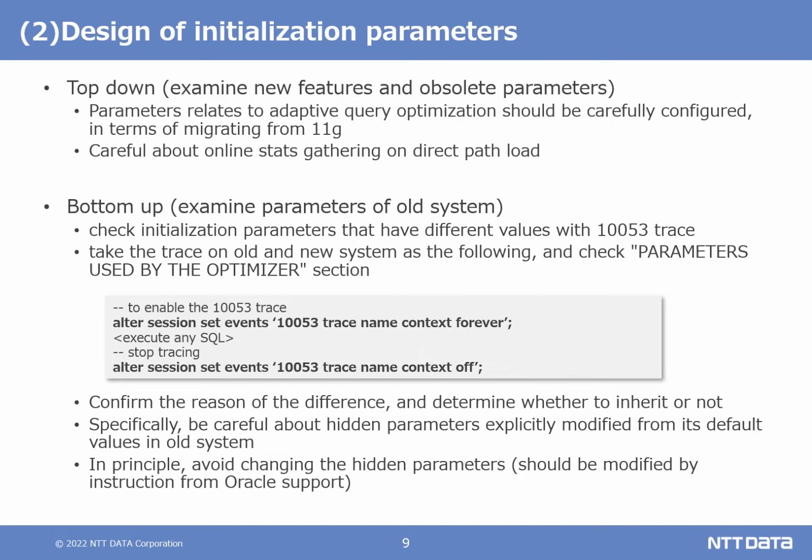For each difference, you can determine whether to inherit the configuration or not. If hidden parameters were changed explicitly in the old system, they should be carefully examined. In our case, some optimizer functionality was disabled as a workaround to avoid 11g's bugs. We checked whether those bugs were already fixed in our 19c version, and if fixed, we basically left the value as the default of 19c, because hidden parameters should be modified only by instructions from Oracle support.